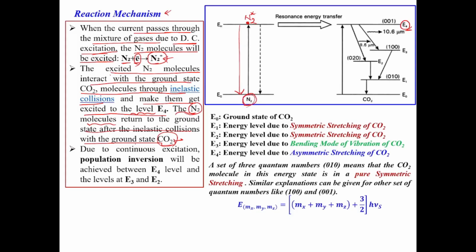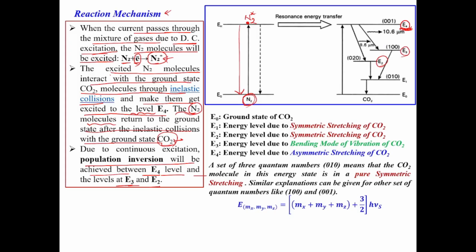If this process happens some number of times, the population inversion will be created between the E4 level and the E3 and E2 levels. That means after some time, population inversion will be created between E4, E3 and E4, E2. If a population inversion is created, that means we can get laser action.